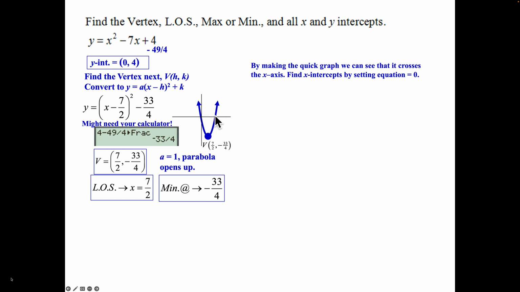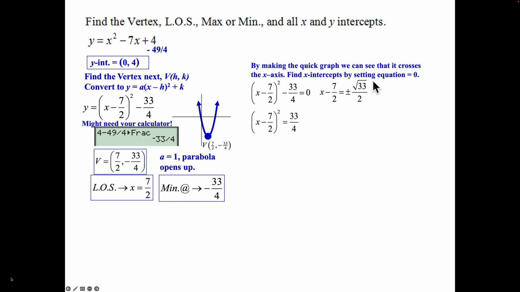And it crosses the x-axis. So therefore, I need to take this equation, set it equal to 0. Add over the 33 over 4. Now take the square root of both sides. Plus or minus the square root of 33.